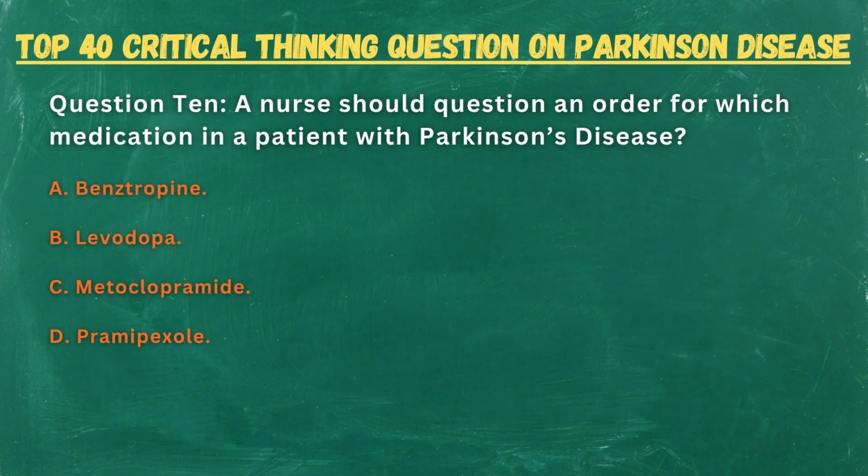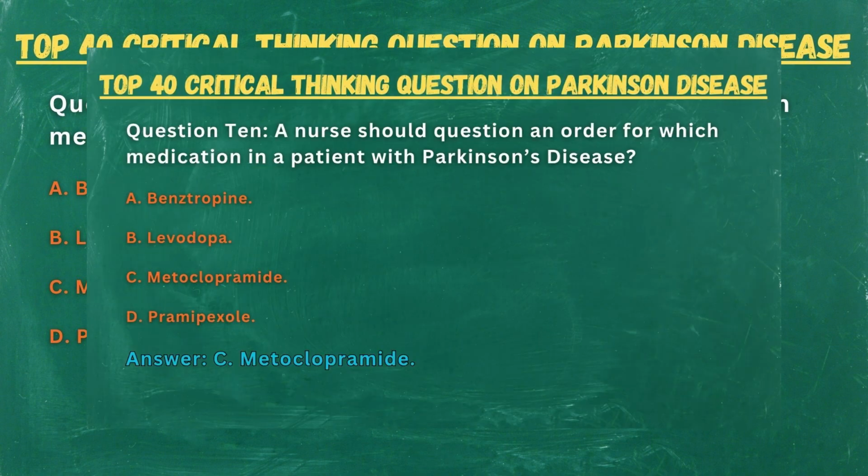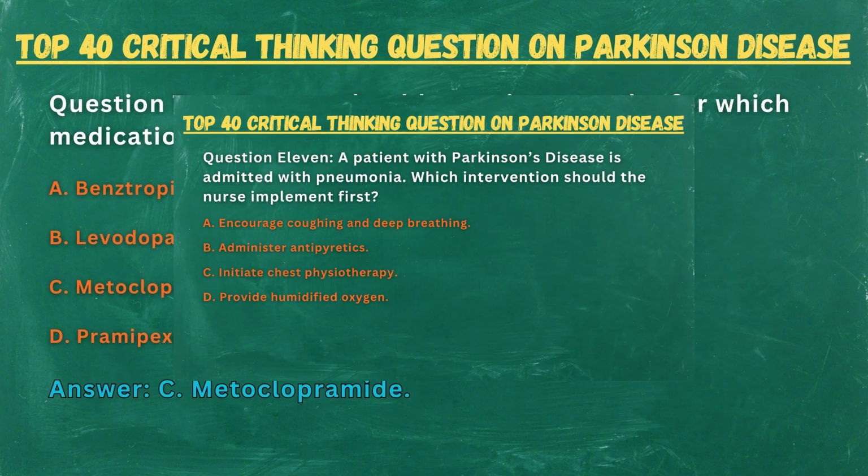Question 10. A nurse should question an order for which medication in a patient with Parkinson's disease? A. Benztropine. B. Levodopa. C. Metoclopramide. D. Pramipexole. Answer: C. Metoclopramide.